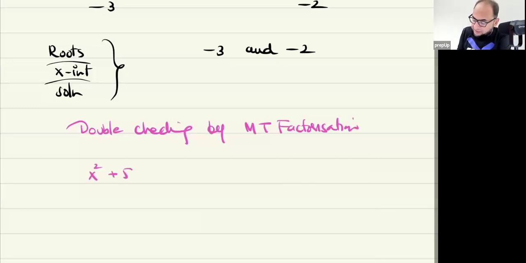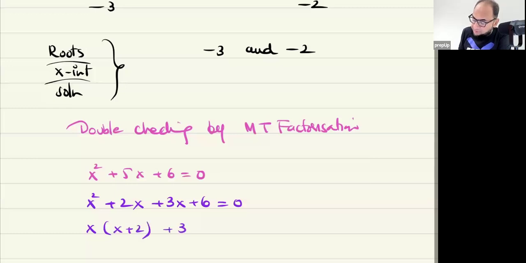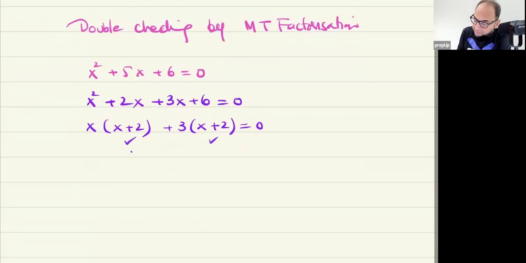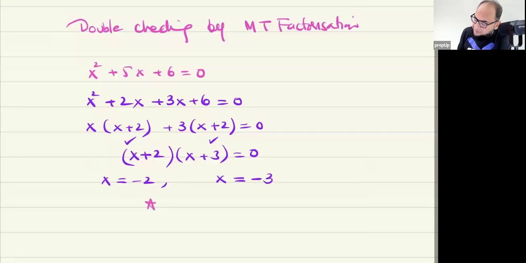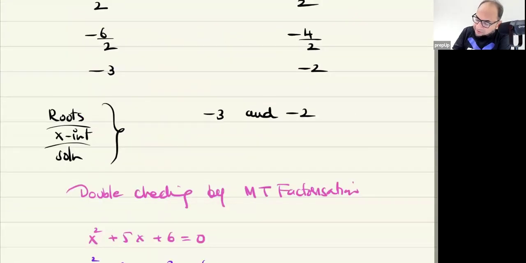x squared plus 5x plus 6 equals to 0. x squared plus 2x plus 3x plus 6 equals to 0. x bracket x plus 2, plus 3 bracket x plus 2 equals to 0. These two are exactly the same. So you can take common, x plus 2, x plus 3 equals to 0. x plus 2 equals to 0, x is negative 2; x plus 3 equals to 0, x is negative 3. So yes, it gives us the exact same answer, which is obtained right over here.